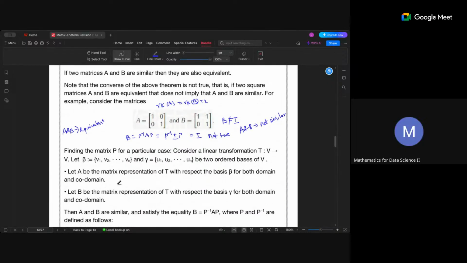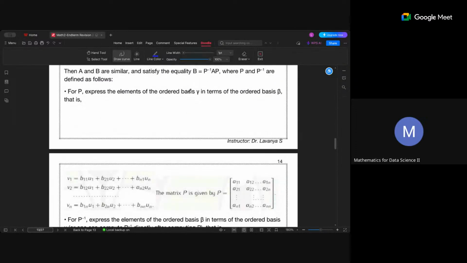Okay, and for similarity, the situation is similar. The only thing is that here you are going to have the same space for domain and codomain. So for a transformation from the same domain to the same codomain, suppose you are having two different bases and you have a matrix A which has the same basis for the domain and codomain. In the same way, B has the same basis for the domain and codomain. Then A and B are similar and you can find P in the following way, which is similar to the previous method we have seen.